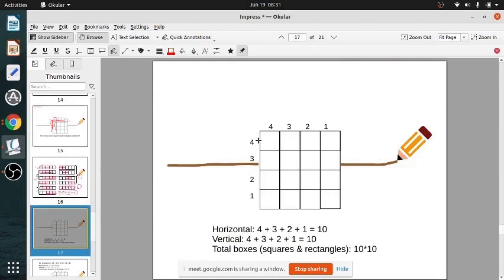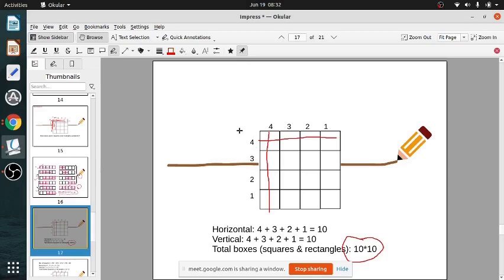Here the same numbering: 4 plus 3 plus 2 plus 1. There we took 5, here we are taking 4. So 10. And vertically 4 plus 3 plus 2 plus 1, 10. Then the total will be 10 into 10, that is 100. 10 along the horizontal direction, 10 along the vertical direction. You combine both, you get 100 different boxes.